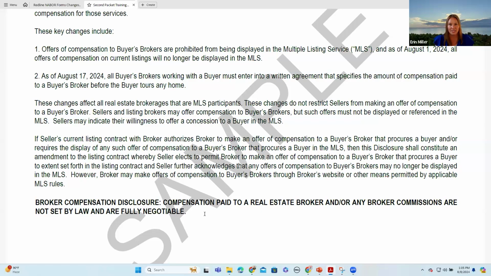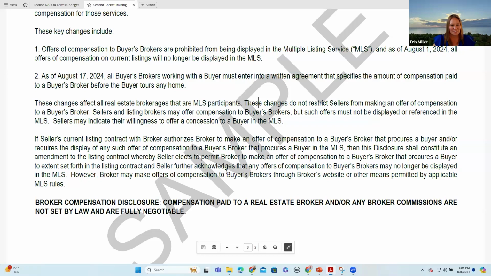So again, offers of compensation to a buyer's broker can exist outside of the MLS. They cannot exist inside the MLS. And we're putting our sellers on notice that offers of compensation, if they were offered prior to August 1st, are no longer going to be displayed on MLS.